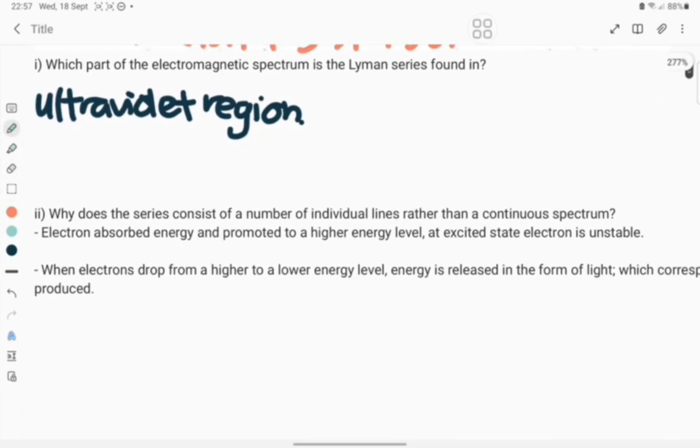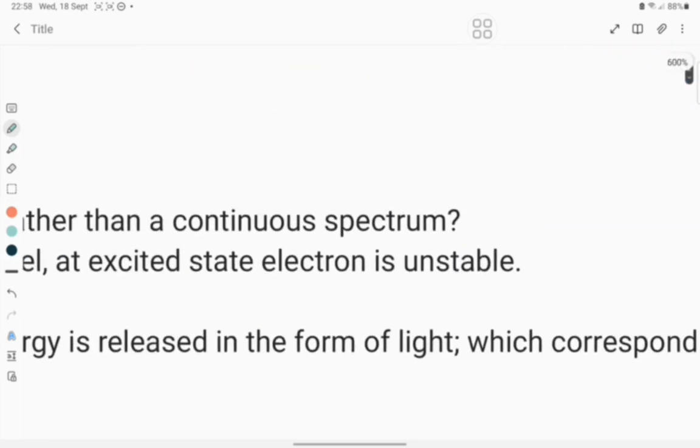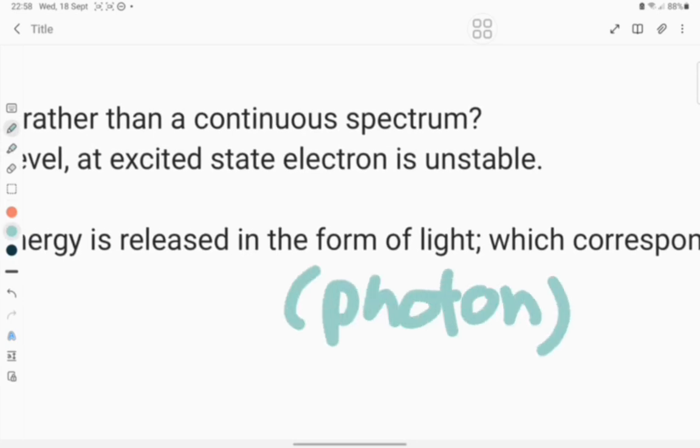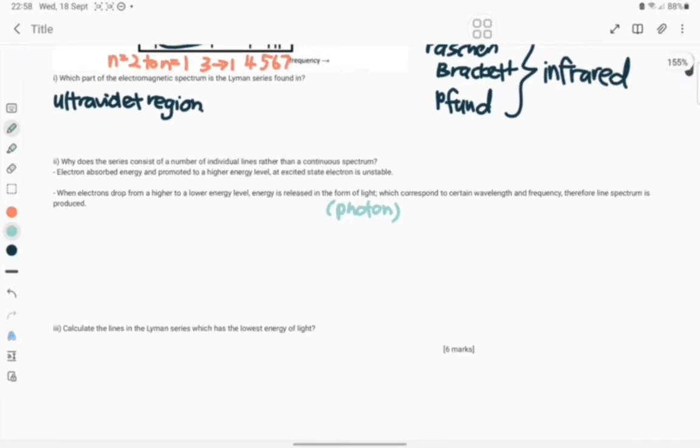So electron absorbs energy and is promoted to a higher energy level. When the electron is at the excited state, it is unstable. So it will drop from higher energy level to lower energy level, and the energy is released in the form of light. We can also write photon, which corresponds to certain wavelength and frequency. Therefore, line spectrum is produced.